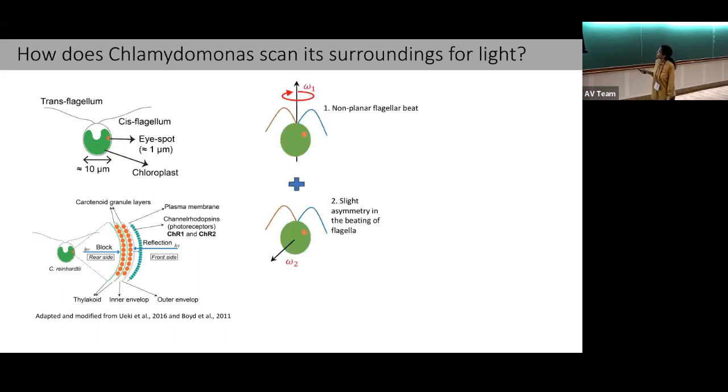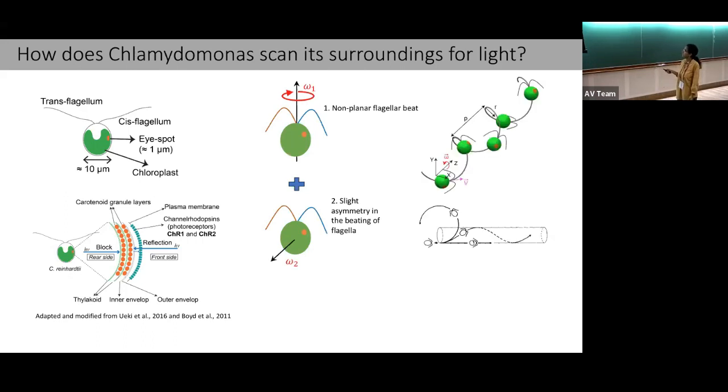And as I had mentioned, this cell has a slightly non-planar flagellar beat. So it has this slight asymmetry in the beating of the flagella, and then it rotates its cell body about its own axis. These two combine to give it a non-planar flagellar beat and let it span a helix. So if you had only asymmetry in the beating of the flagella, the cell would go in circles. If you had only spinning about the body axis, the cell would go straight. The combination of the two gives you the helical motion.